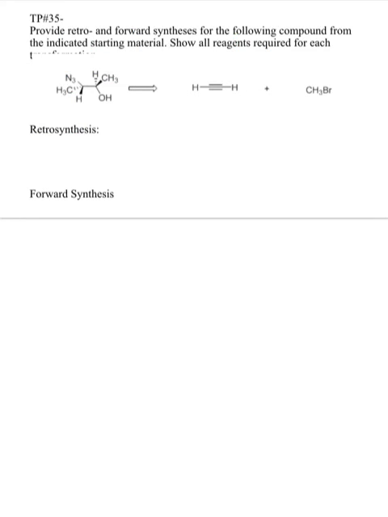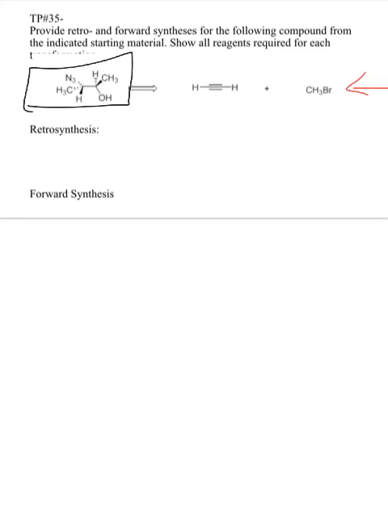Okay, this problem states: provide retro and forward synthesis for the following compounds from the indicated materials. Show all reagents required. Now, it is very important. It's a good practice, and we will practice a couple of questions on retrosynthesis. Initially I will give you the compounds, and you can work from there. You have to learn systematically how to break the molecule down.